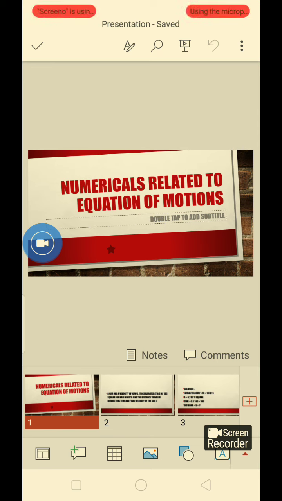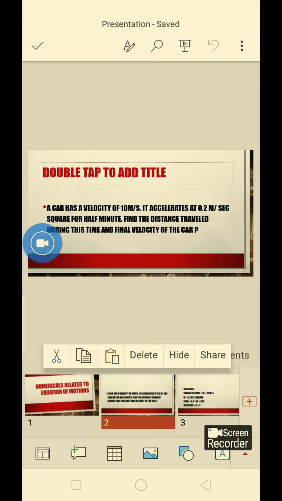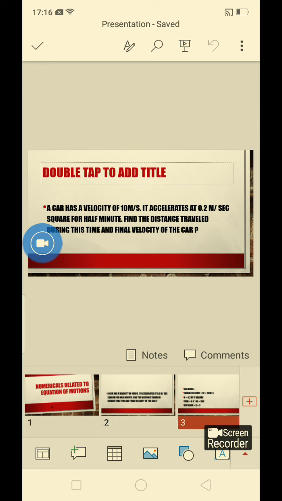Right, so we are dealing with the numericals. Right now we have started the dynamics numericals, and we are dealing with the numericals related to the equations of motion. So let's start. A car has a velocity of 10 meters per second. It accelerates at 0.2 meters per second squared, the rate of change of velocity of a body being called acceleration, for half a minute. Find the distance traveled during this time and the final velocity of the car.